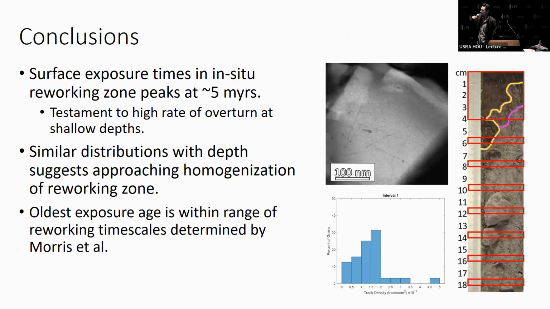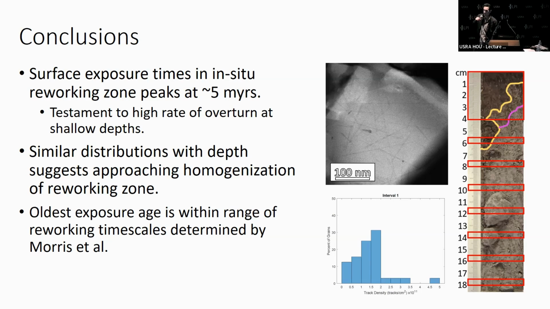So to conclude, we find that surface exposure times in the in-situ reworking zone peak at about 5 million years, and so grains don't really hang out on the surface for that long. It's testament to the high rate of overturn at shallow depths on the lunar surface. We see similar distributions with depth that suggest there's some approaching homogenization within the reworking zone. And that was described by McKay in 1974, one of the models that was mentioned.